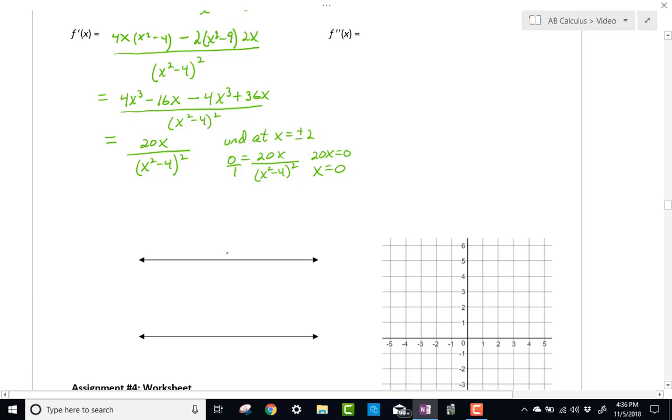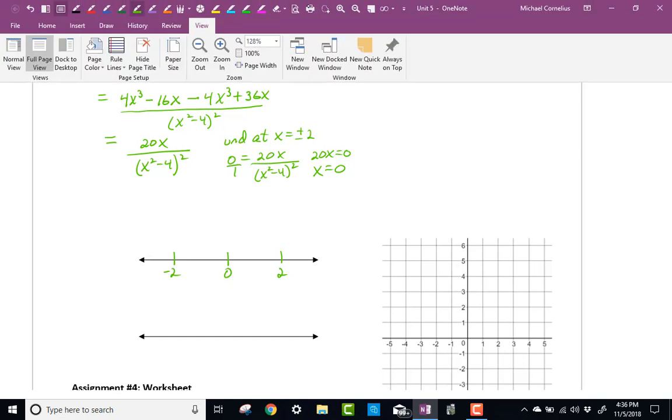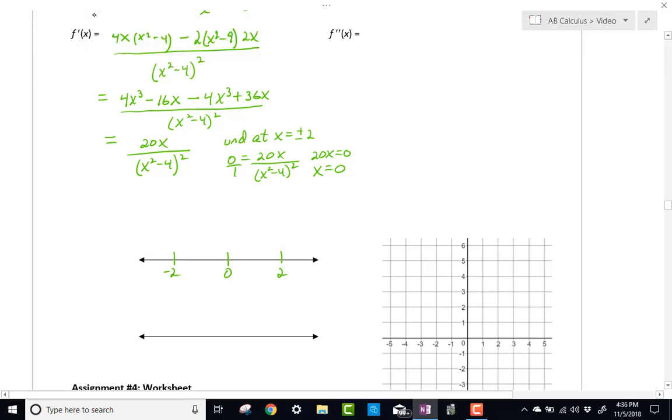So I'm going to go down here. We're going to start with 0, and we'll look at negative 2 and positive 2. Now what we want to do is look and see whether f prime is positive or negative. So we're going to look at f prime of x. To the left of negative 2, we'll try x equals negative 3. In between negative 2 and 0, we're going to try x equals negative 1. Between 0 and 2, we'll try x equals 1. And from 2 to infinity, we'll just try 3.